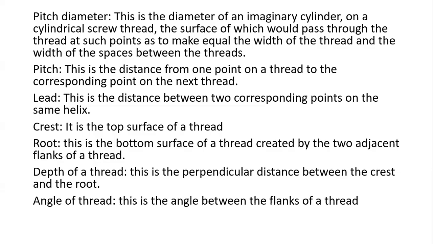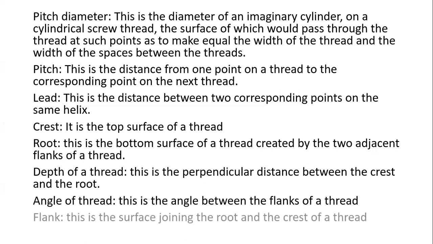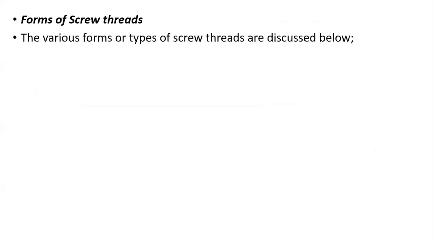Angle of the thread, this is where you see the flanks coming together. The angle between them gives you the angle of the thread. The flank is more like a face, joining the root and the crest. That space in between, that's the flank. Basically giving you the side.